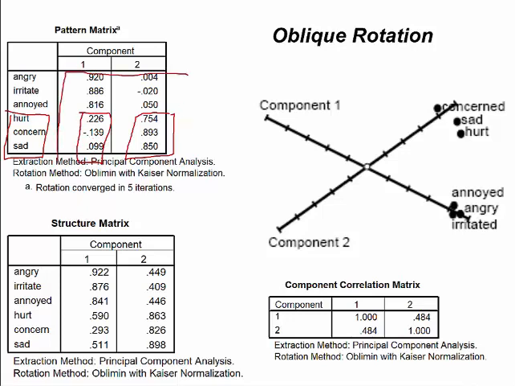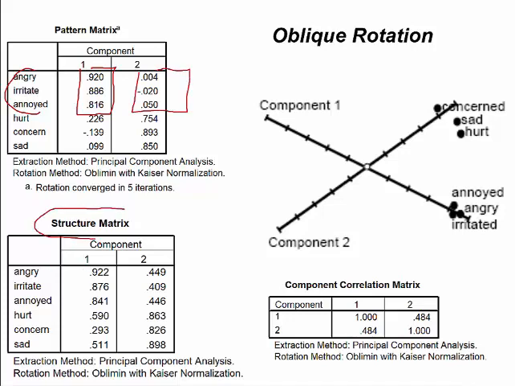This is clearly what I would call a simple solution, a nice clean result where each item loads really high on one factor and only one factor or one component, and loads low on the other component. If we look at our structure matrix, it's not quite as clean because this is looking at our correlations so that we see how much overlap there really is.